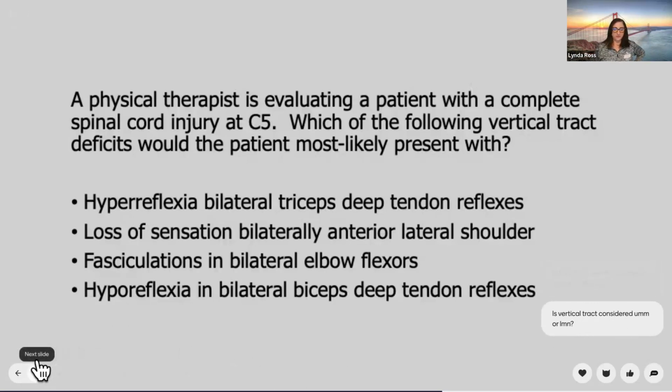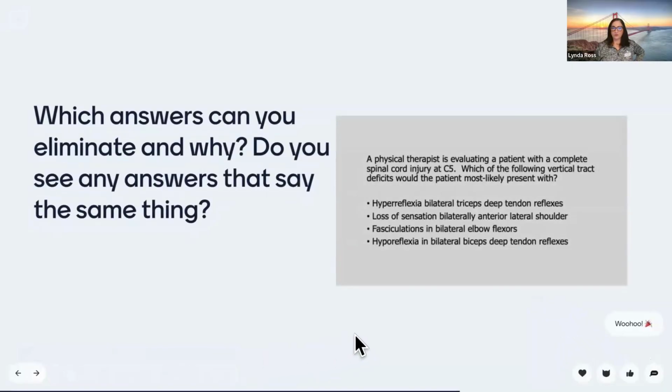You should be able to figure that one out, right? So, which answers can you eliminate and why? Do you see any answers that say the same thing? It's a little bit higher level. This is what we call combined concepts. Alyssa can eliminate everything related to lower motor neuron symptoms. Excellent. And I'm seeing some comments in the comment box related to that.